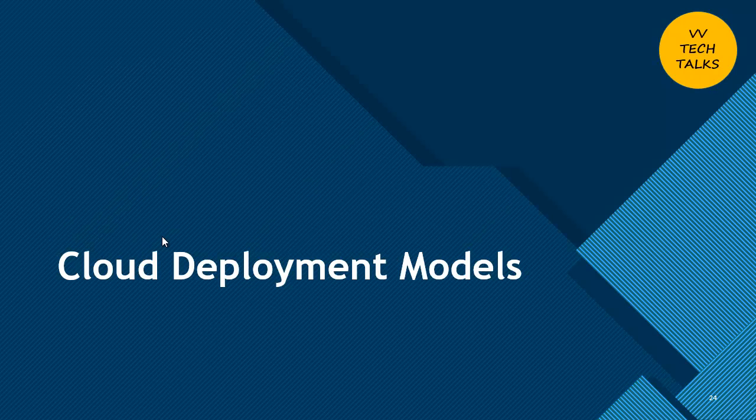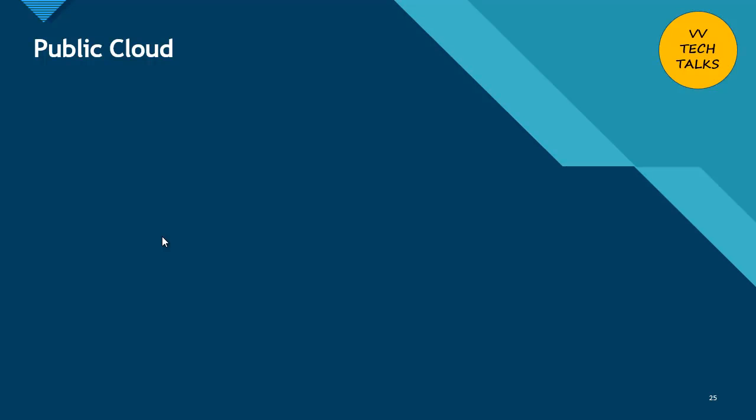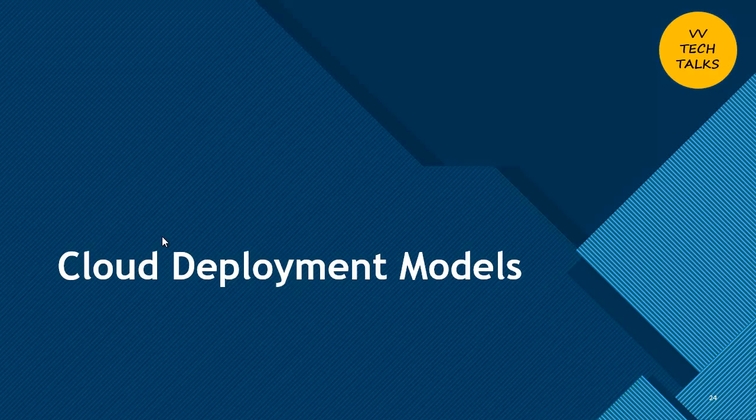And let's talk about the cloud deployment models. So we have public cloud, private cloud and the hybrid cloud. These are the three cloud deployment models.